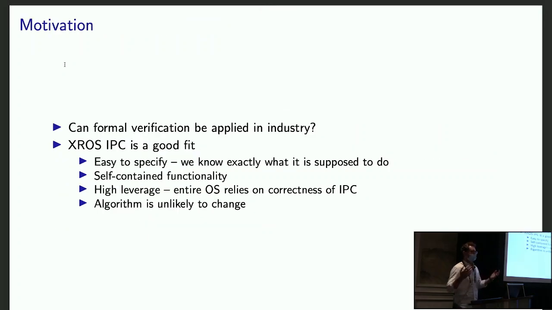So again, we wanted to answer this question: can formal verification be successfully applied in industry? And this use case was a very good fit, in part because it's easy to specify. We know that these queues are supposed to behave like queues, so we can write down a specification for what they're supposed to do. The functionality is self-contained. We don't really care what's happening on either side. We just care that the messages get across properly.